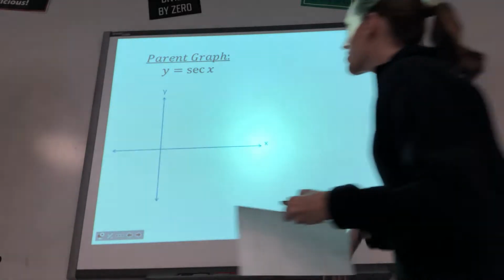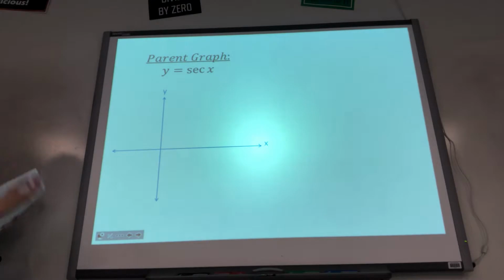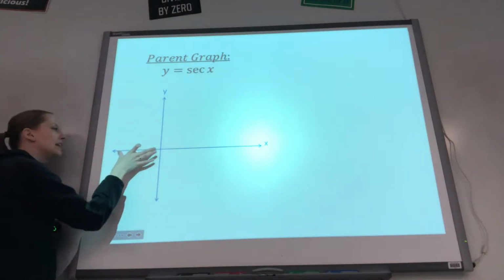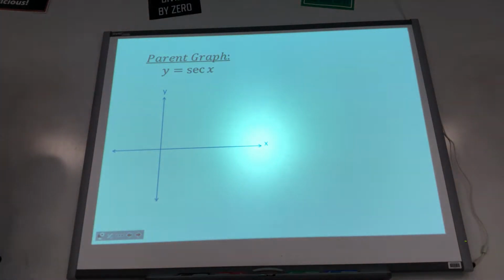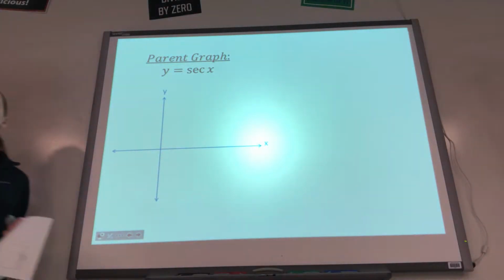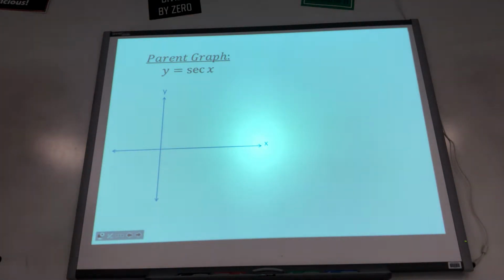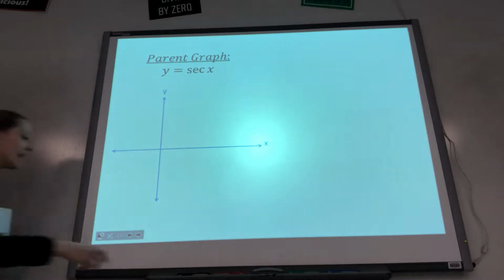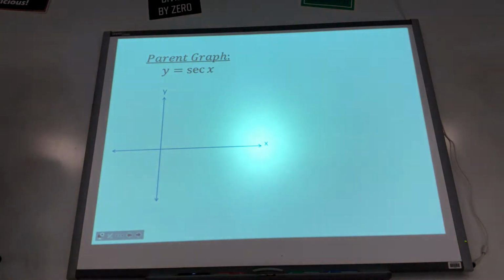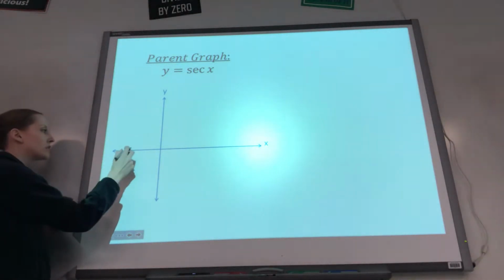Now, when you draw your coordinate plane for secant, leave a little bit of room on the left. I am going to label one x value on the left and then 2 on the right. So I got a little bit more room over there on the right side than I do on the left. Okay, these are different than tangent and cotangent, so follow closely.